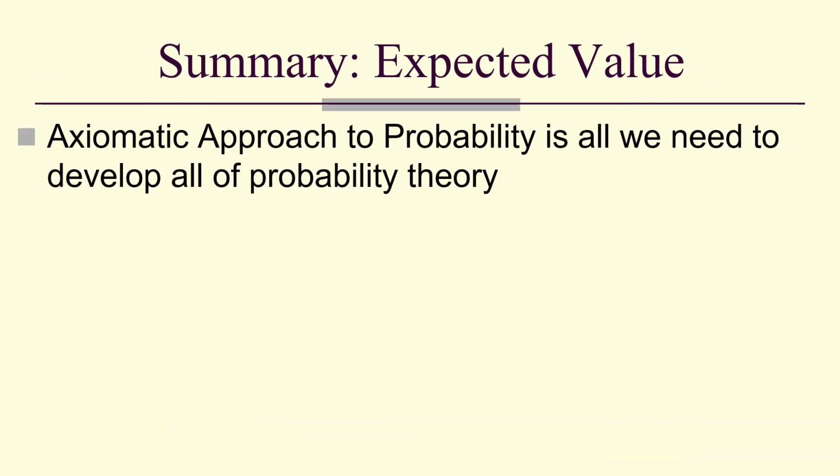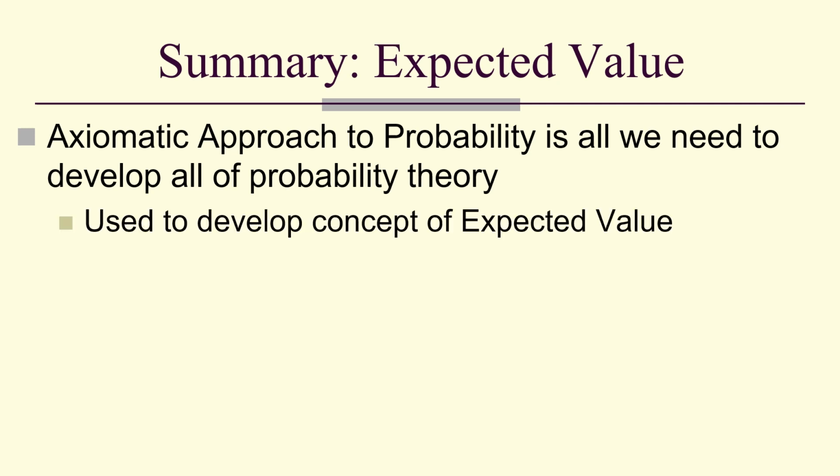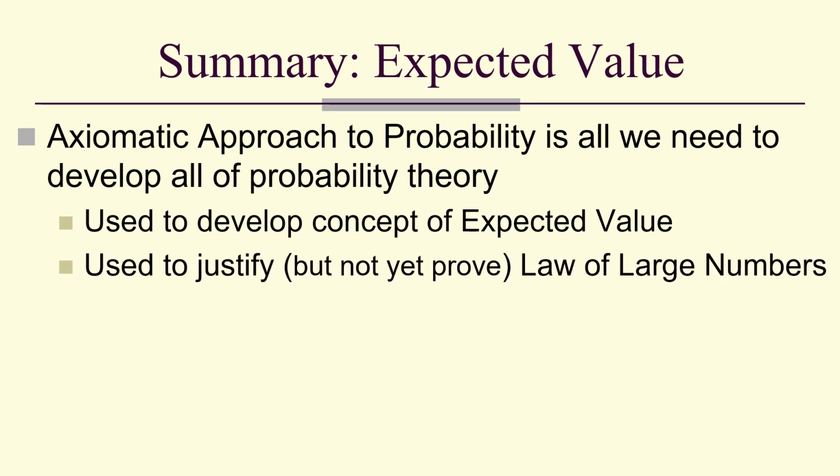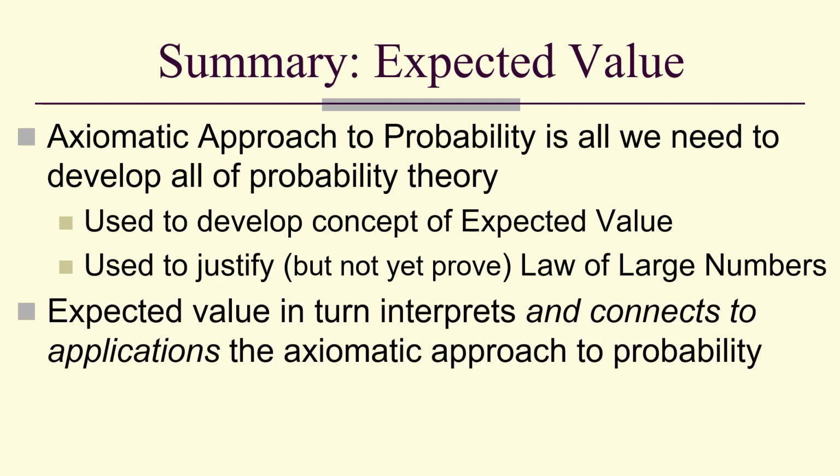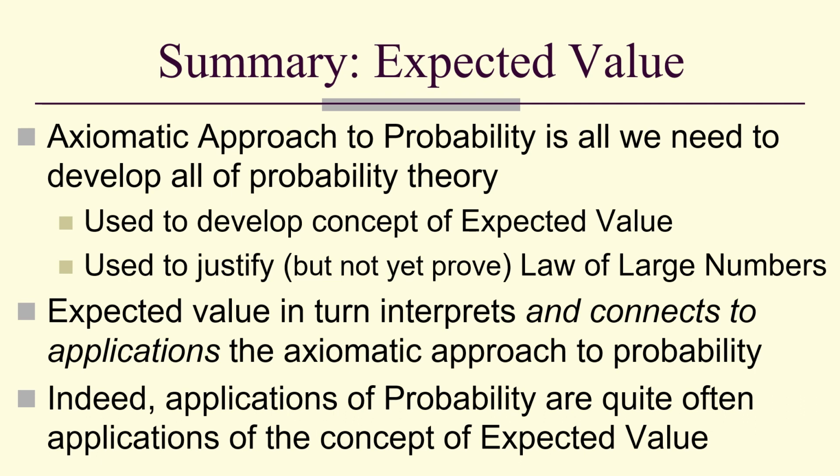So in summary, the axiomatic approach to probability is all we need to develop all of probability theory. We can develop the concept of expected value, and justify, but haven't proven, the strong law of large numbers. We did prove the weak law. And this in turn allows us to interpret and connect to applications the concept of expected value. Indeed, the applications of probability are quite often applications not of probability, but of expected value.